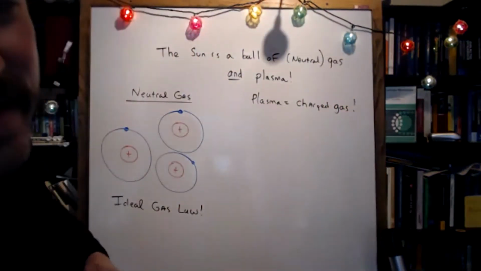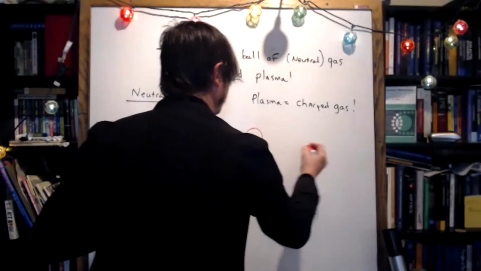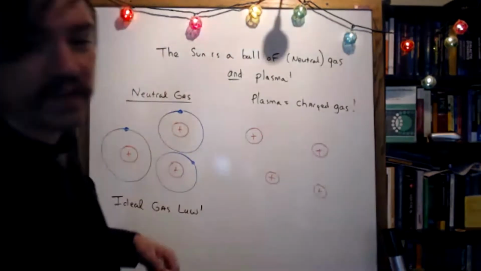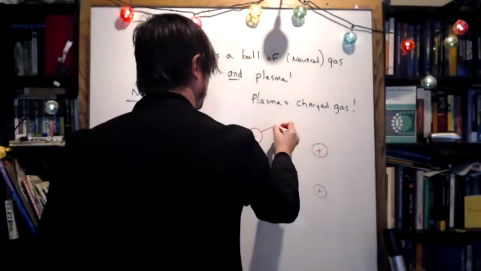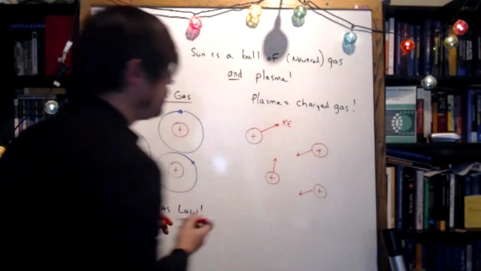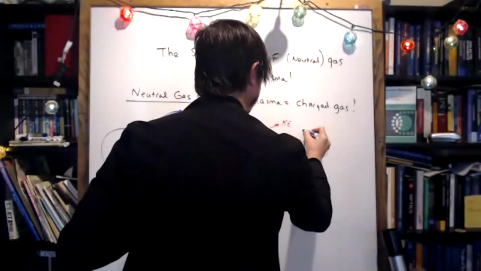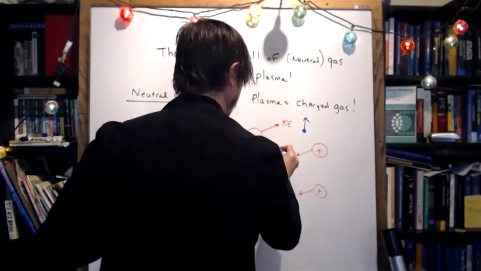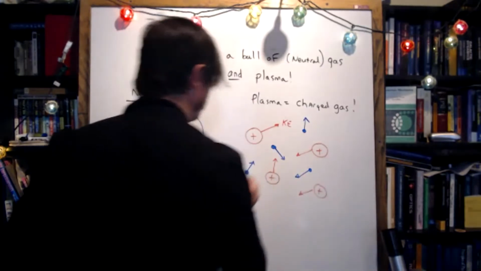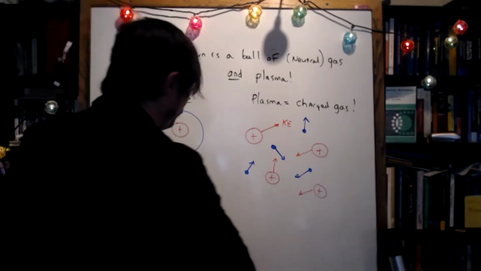A plasma is a charged gas. So what you have is a sea of protons, and the protons have extremely high kinetic energies. So they're flying around, they're bopping around with each other. But you also have electrons with very high kinetic energies, and these electrons are also flying around. And what you have is a mosh pit of positive and negative charges.